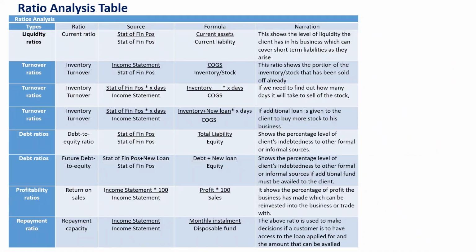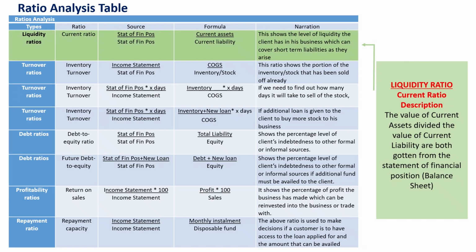To better understand the ratio analysis table, we will have to understand the contents therein. Starting from the types down to the formula, we will need to understand how they work to achieve the synchronization it desires. Highlighted in green, we start with the liquidity ratio. This is the value of current assets divided by the value of current liabilities. These are both gotten from the balance sheet.